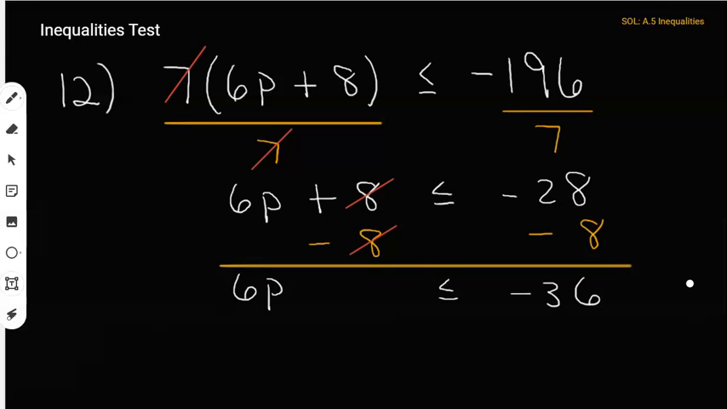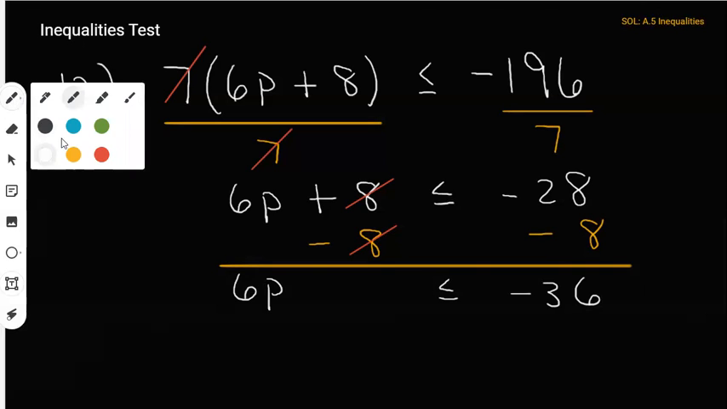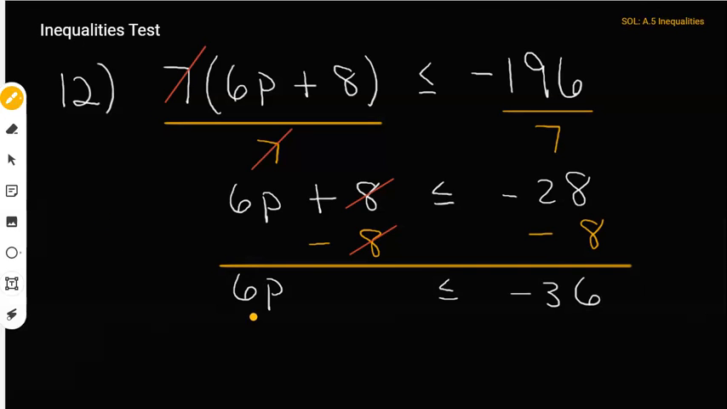And now the only thing I have left to do is get rid of that 6 that's out in front. So how can I do that? You're going to divide both sides by 6. That's right.